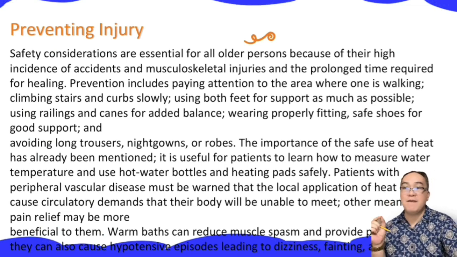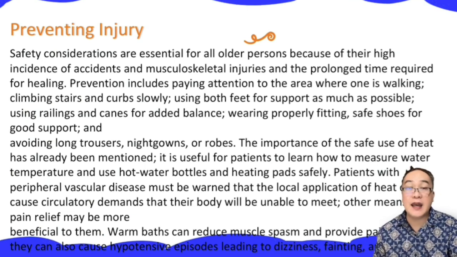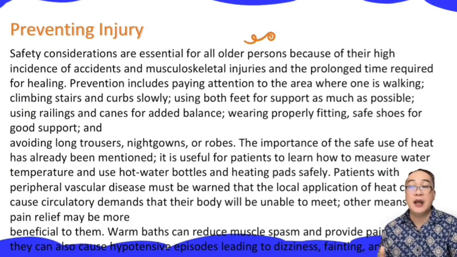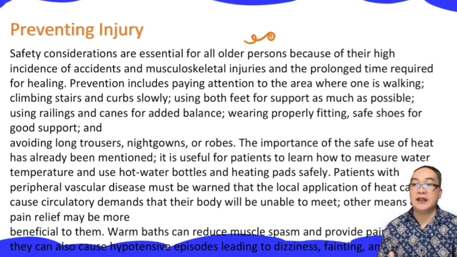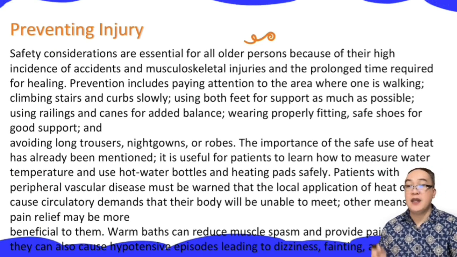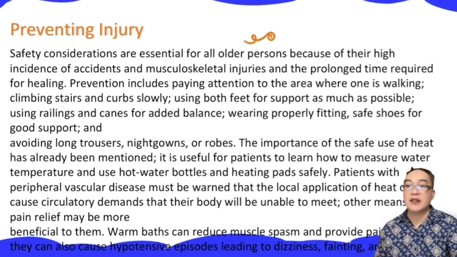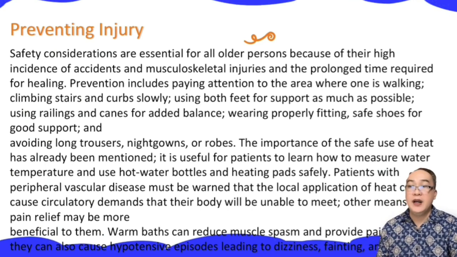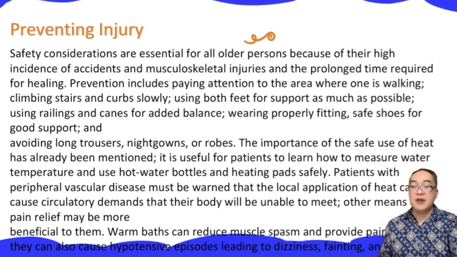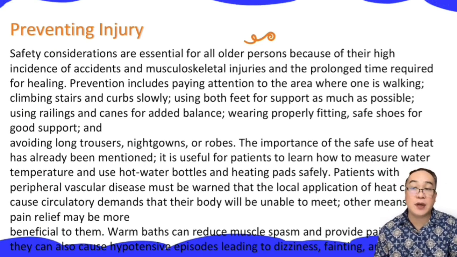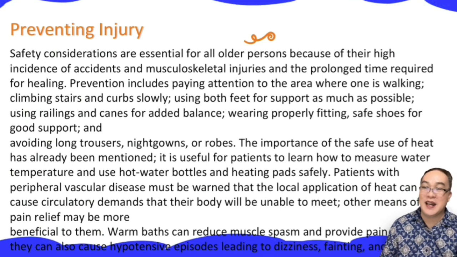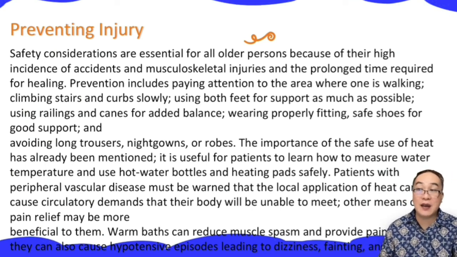The importance of the safe use of heat has already been mentioned. It is useful for the patient to learn how to measure water temperature and use hot water bottles and heating pads safely. Patients with peripheral vascular disease must be warned that the local application of heat can cause circulatory demands that their body will be unable to meet. Other means of pain relief may be more beneficial to them. Warm baths can reduce muscle spasm and provide pain relief also, but they can also cause hypotensive episodes, leading to possible dizziness, fainting, or serious injury.